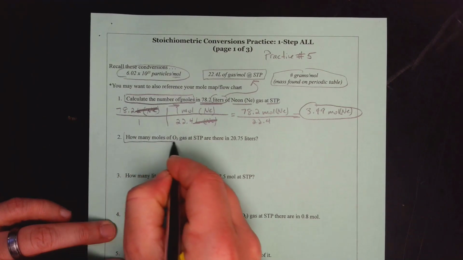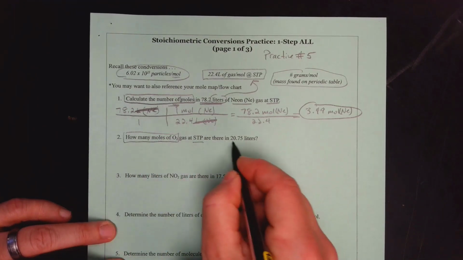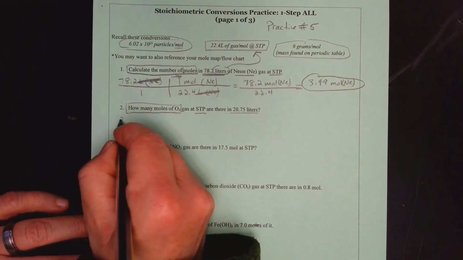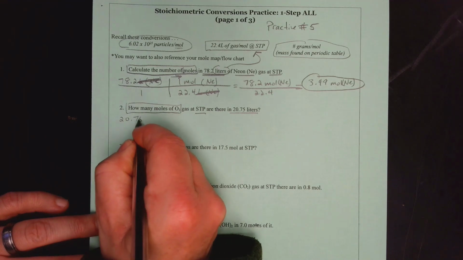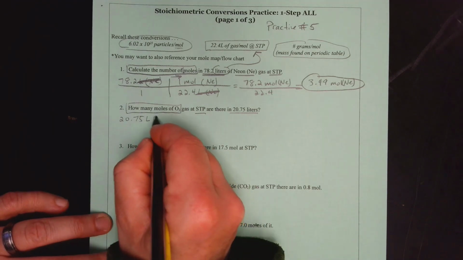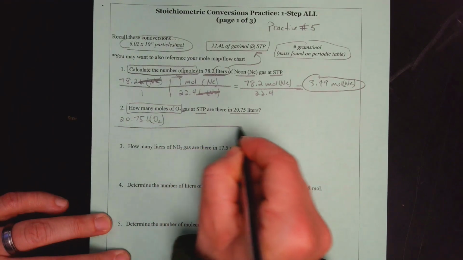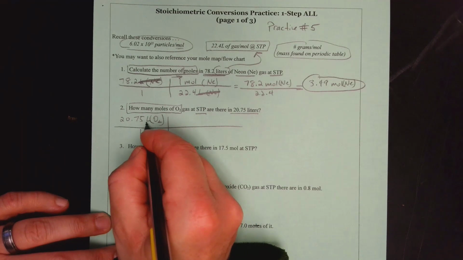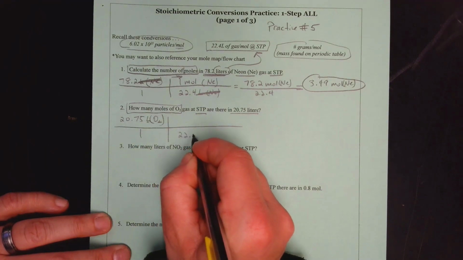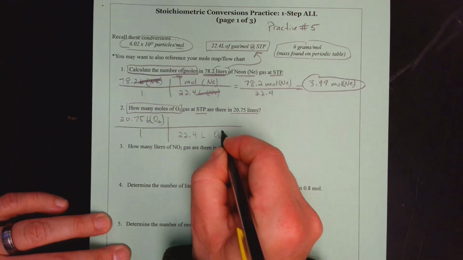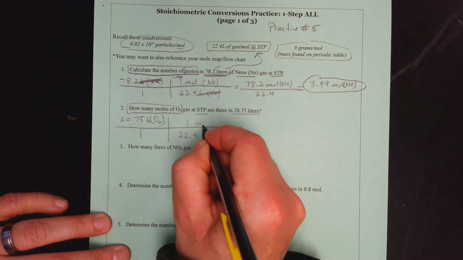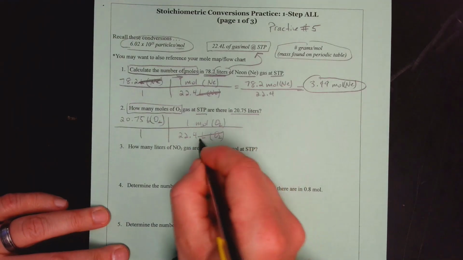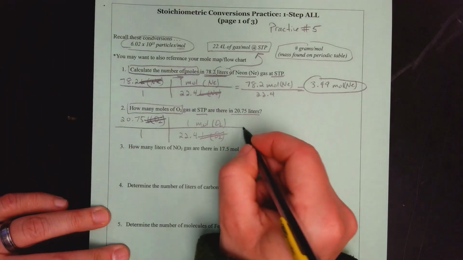Next up, again, I'm trying to find moles, this time of O2 gas at STP, if I start with 20.75 liters of that gas. So that's where I'm going to start over here. 20.75 liters is the unit that I've been given, specifically of O2 gas. I'm going to set my stuff over 1. Again, I've got to get rid of liters, which means I'm going to put my constant of 22.4 liters of O2 gas down here at the bottom, and my 1 mole of O2 gas up here at the top, because I want to end with moles. I'm going to cancel out the units that I'm not going to use.